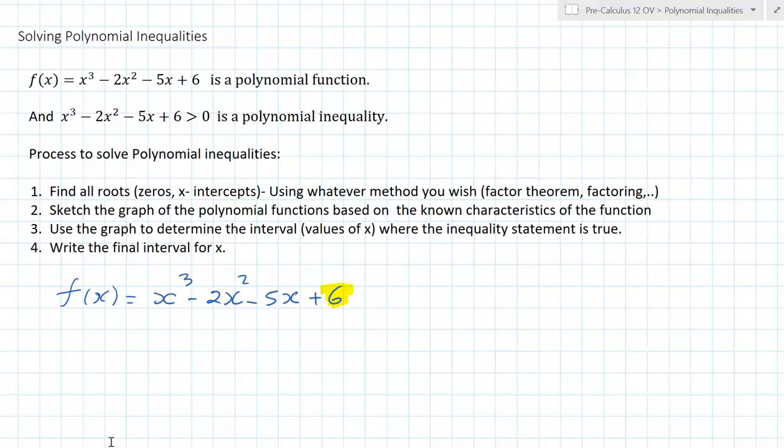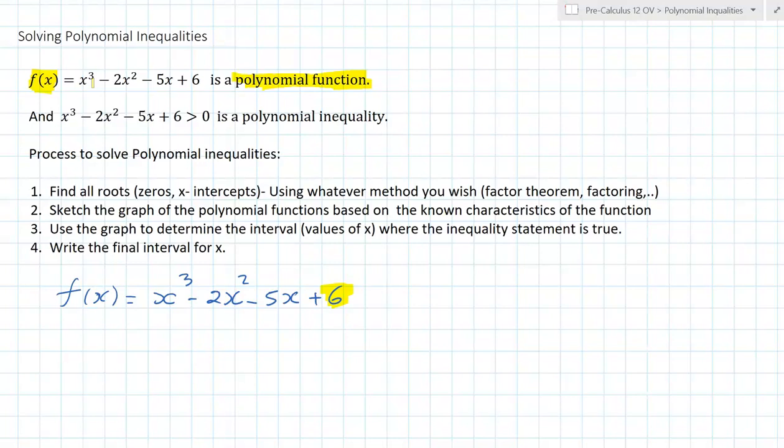I wrote the polynomial function for you, which is right here, f of x. And this is a polynomial function, and it's given by what you're used to, x cubed minus 2x squared minus 5x plus 6. That's a typical cubic function, and that's called a polynomial function.